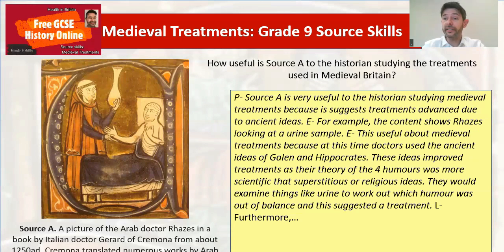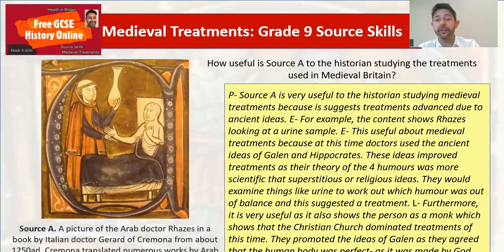Okay, so it's a couple of sentences explaining, full of knowledge, and I've explained how the source is useful about a treatment. Okay, I can then say, because I've said it's very useful, I can then give another strength. Okay, if I'd said it's not very useful, I'd be giving a weakness, right? So have a go if you like. Finish off your answer. Okay, here's mine. So furthermore, it is very useful. It also shows a person as a monk. It shows that the Christian church dominated treatments of this time. They promoted the ideas of Galen as they agreed that the human body was perfect as it was made by God.